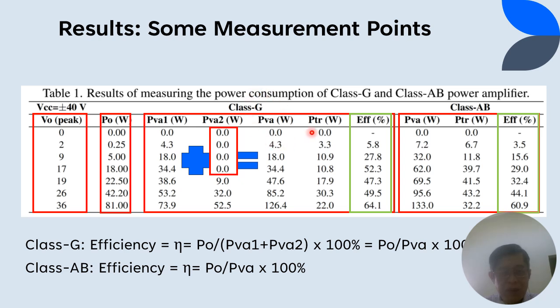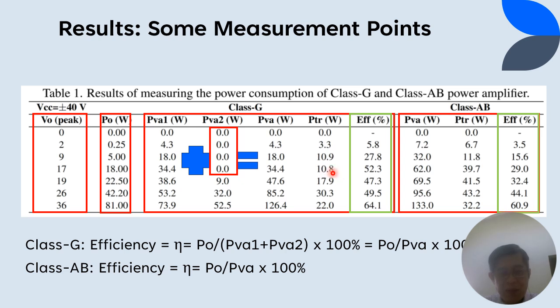The total power derived from the supply can be calculated and is referred to as PVA here. PVA is just the sum of the low voltage supply and the high voltage supply source. We just add them and we get this result, which is the total power drawn from the supply. The next column is the dissipation in the transistor.